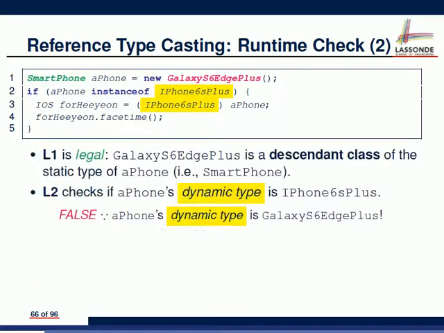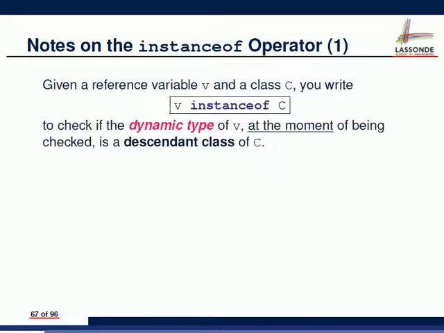Now I just want to mention some general rules very quickly, and then let's try some exercises. Whenever you have V instanceof C, when you check it, again, we are talking about runtime, the dynamic type of V should be a descendant class of C.